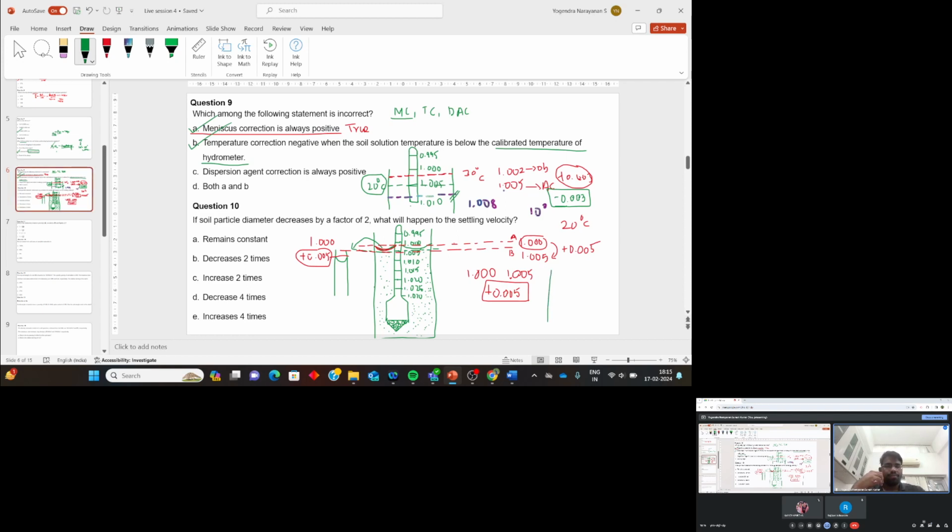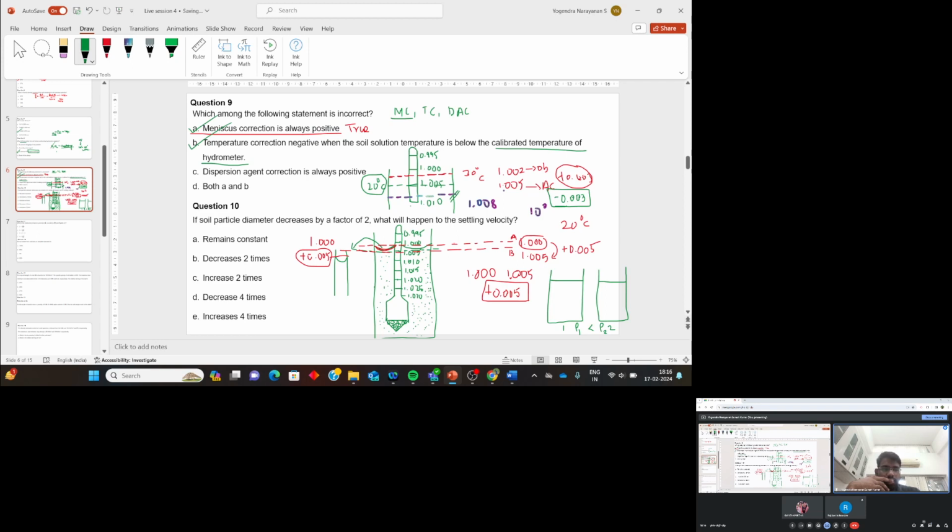Now, let us consider two conditions. These are the two containers. One is filled with pure water. One is filled with this dissolved water. This is one, this is two. Okay. Yes, sir. Now, this density, rho 1, will be lesser than rho 2.